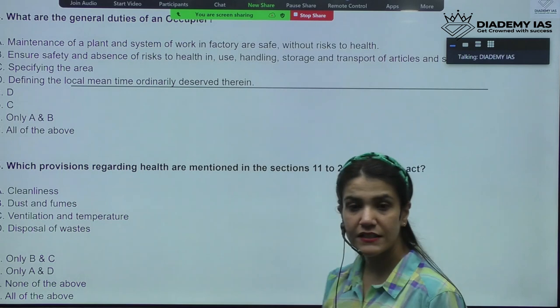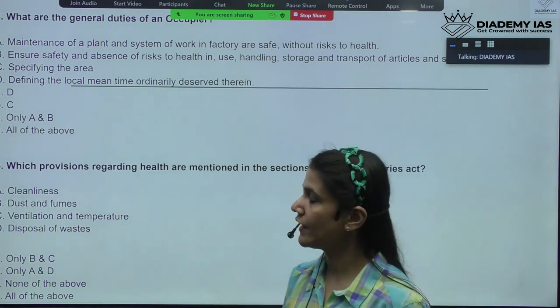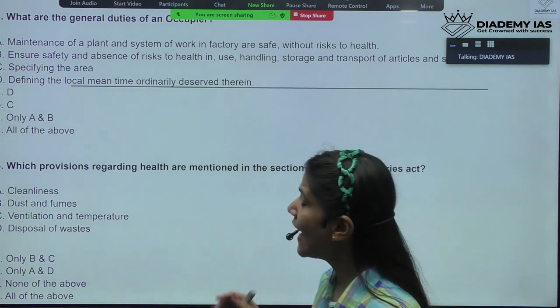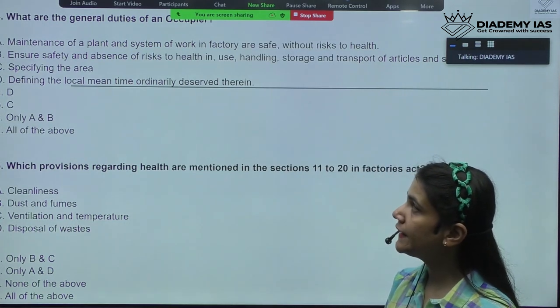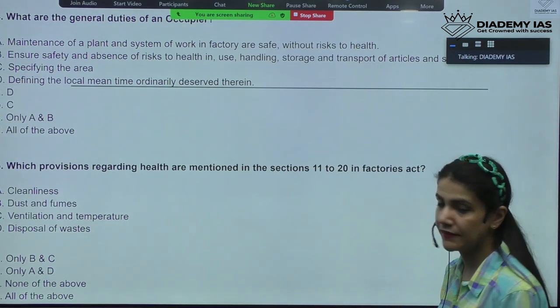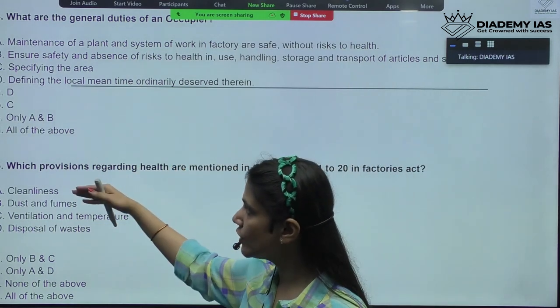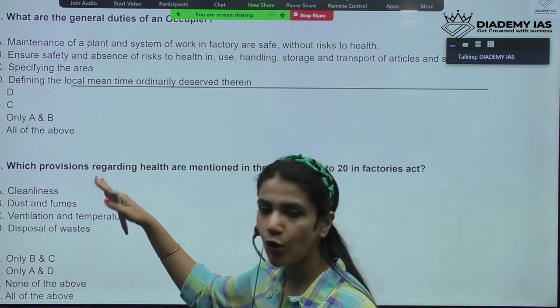Then the third option, C, they have given you is specifying the area, the location where the factory or the entire process of manufacturing is going to be conducted. And the D option they have given you here is defining the local mean time ordinarily observed therein, right? So if you read this question, they have given you certain options, like whether it's option D, option C, A and B, or all of the above.